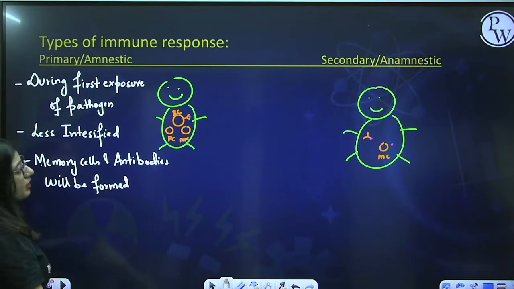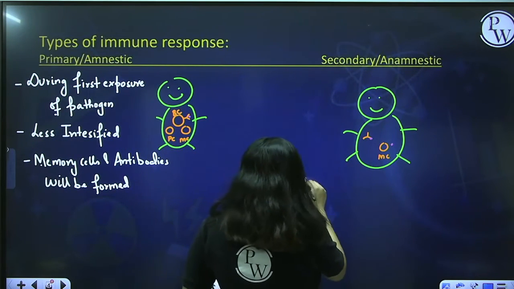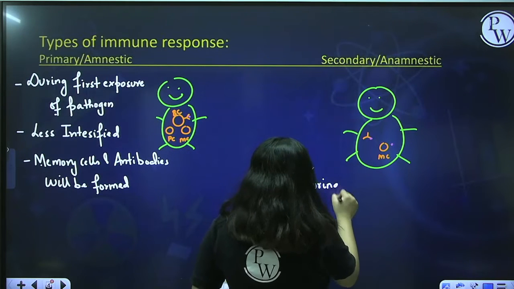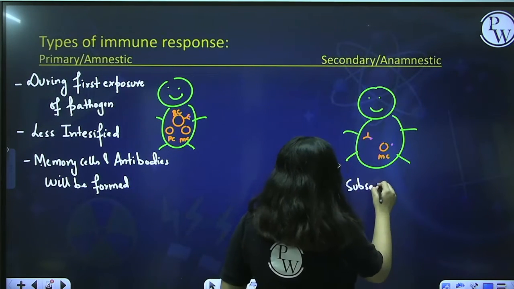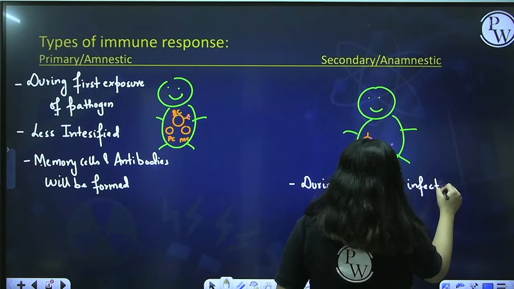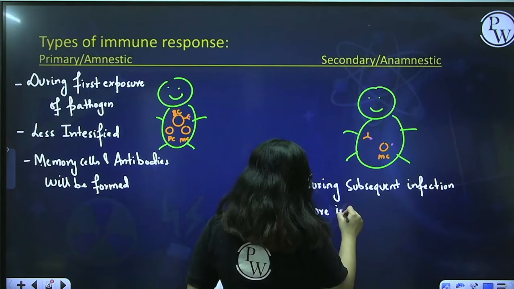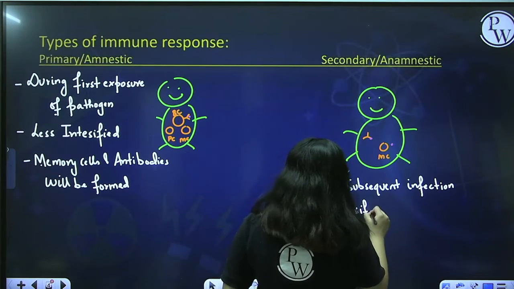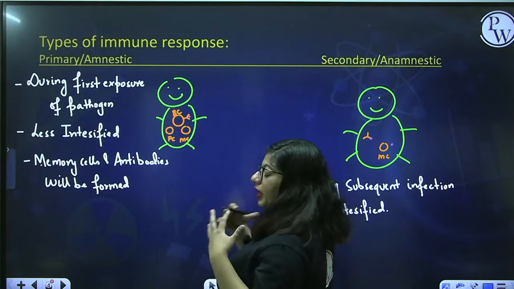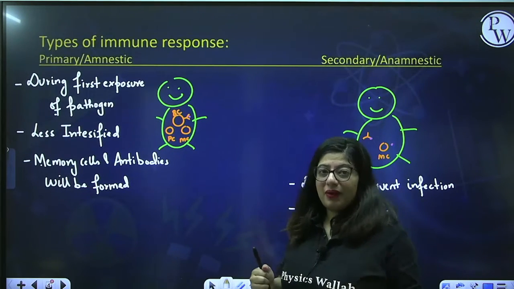Right. Now what about the secondary or anamnestic? Here it occurs during subsequent infection. Subsequent means second, third or fourth infection. Here it is a more intensified immune response. More intensified is not for the virus, it's for our body. Our body's immune system is working intensively, right? It's working in a better way.